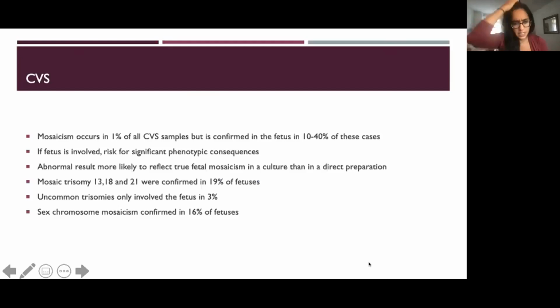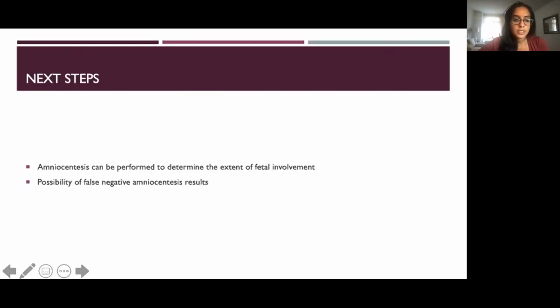So I think for me, the big takeaway was if it's 13, 18, 21 or a sex chromosome, it's more likely to affect the fetus, or if it's any of the other ones, it's less likely that the fetus is involved. In terms of next steps of what to do with this result, amniocentesis can be performed to determine the extent of fetal involvement. And then there's the possibility of false negative amniocentesis results.